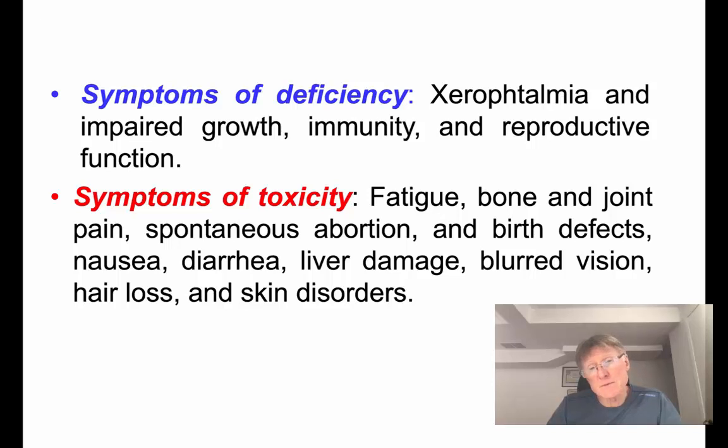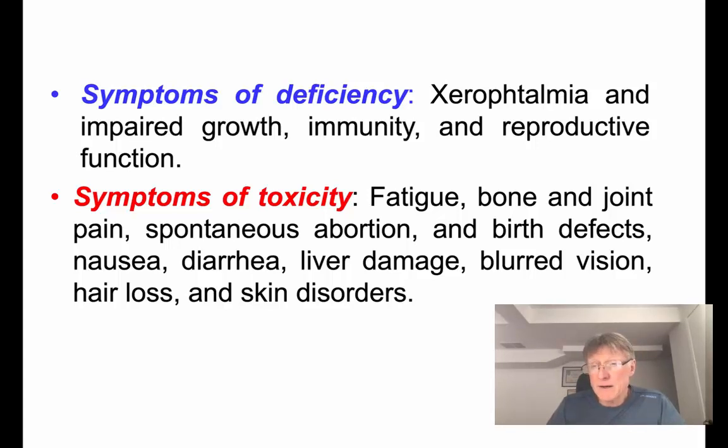Toxicity is usually caused by fatigue, bone and joint pain. There's also spontaneous abortion if you take too much, and also birth defects. And most of these deleterious effects of vitamin A are because there is an accumulation of retinoic acid, and retinoic acid can influence gene expression, and because of that it can promote birth defects. But it can also act on your gut, and it can cause nausea, diarrhea, liver damage.